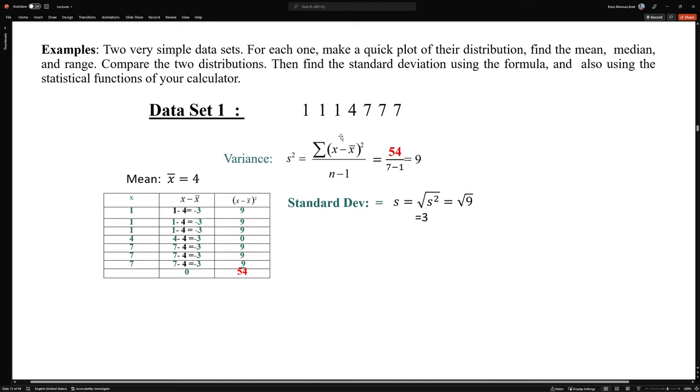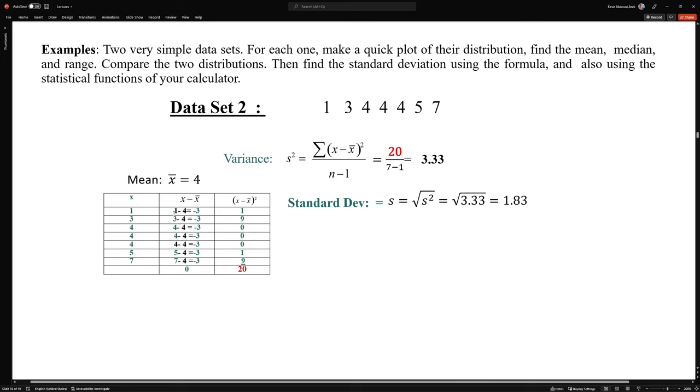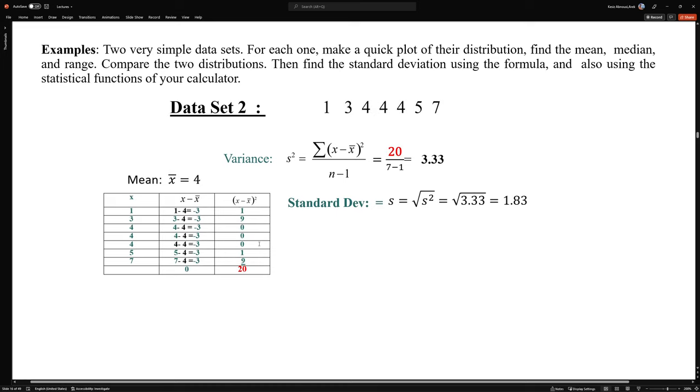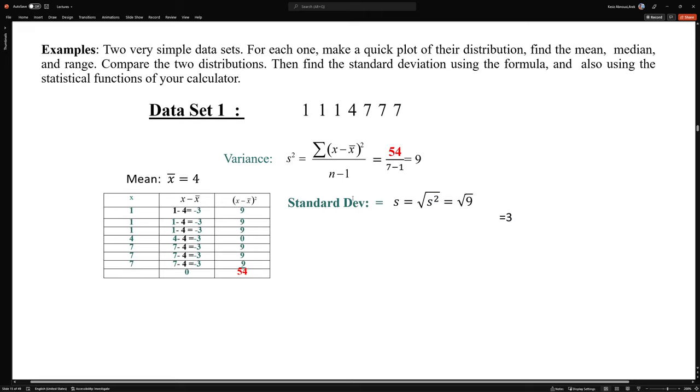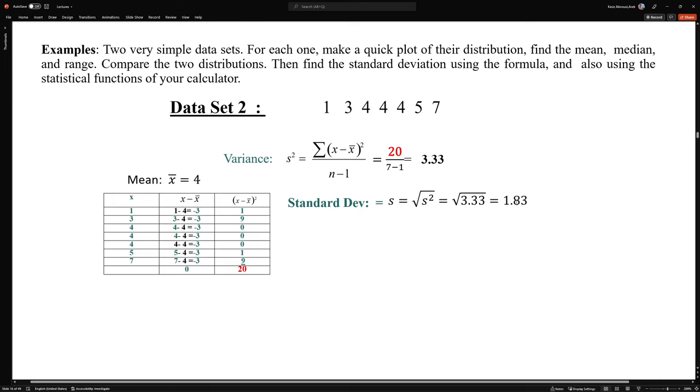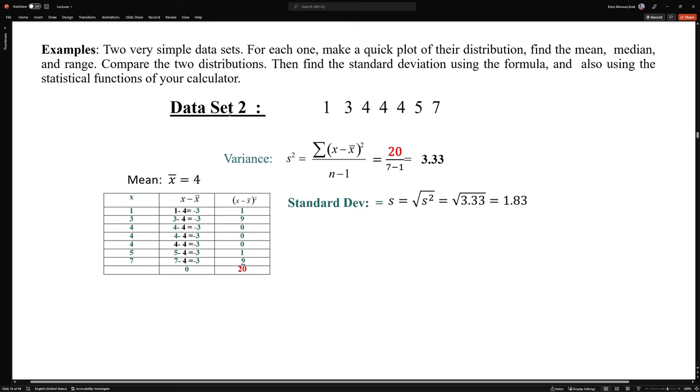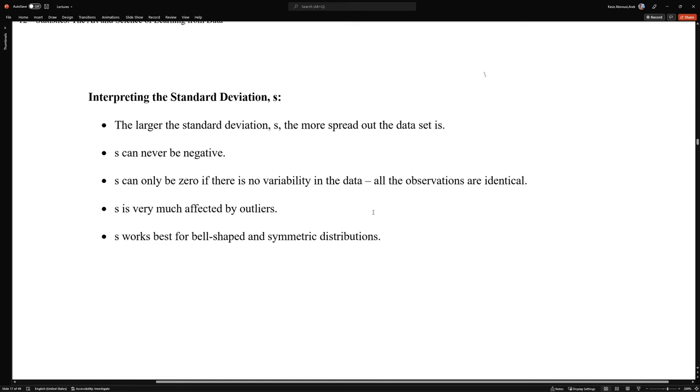Now we will go to the dataset 2. For the dataset 2, we do exactly the same thing. And we find, as you can see, we were correct, right? If you do exactly the same thing, you see that the standard deviation is 1.83 for the dataset 2. Here, the standard deviation for dataset 1 is equal to 3. We already knew that it would be smaller. The variance is way larger in dataset 1 because the spread from the mean is far from most of the observations. So dataset 2 has a smaller standard deviation and variance compared to dataset 1.